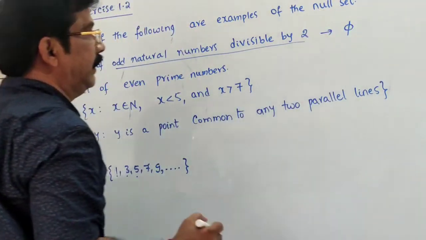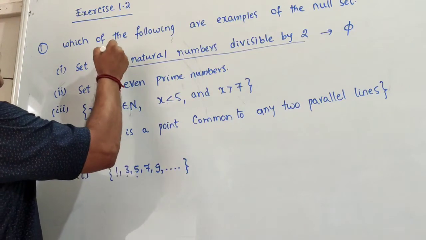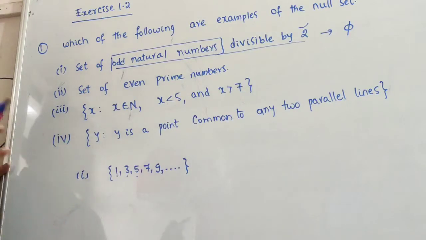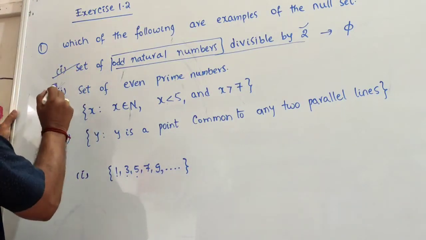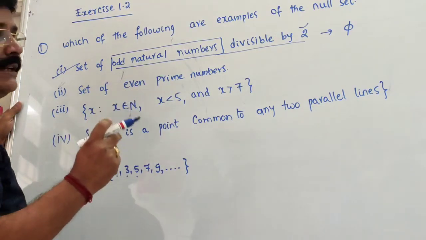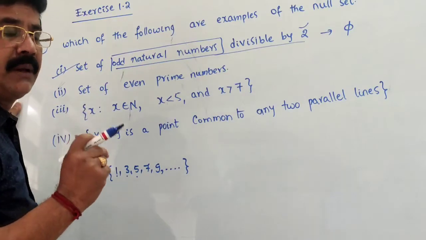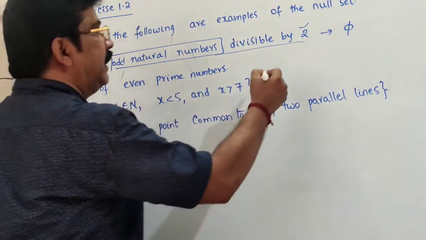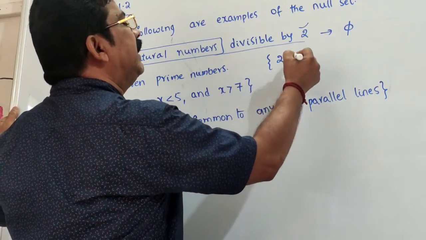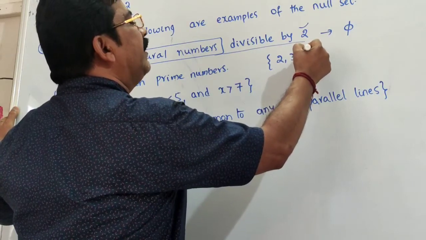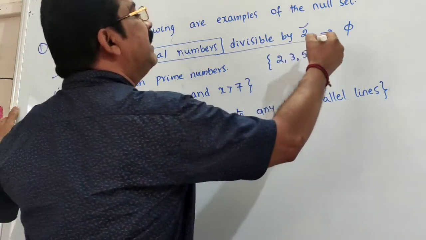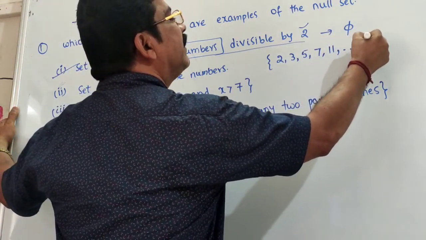This is null set. So odd natural number cannot be divisible by 2. Remember. Next, number 2. Set of even prime numbers. Prime number, already I said in the previous class the definition of the prime number. Prime numbers start from 2. 2 is a prime number, 3 is a prime number, 4, 5 is a prime number, 6, 7, 8, 9, 10, 11. 11 is a prime number, just like that.